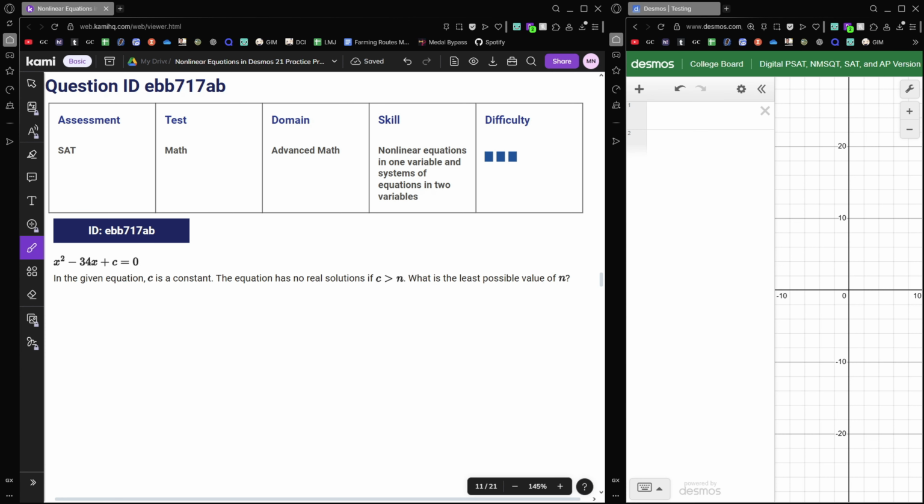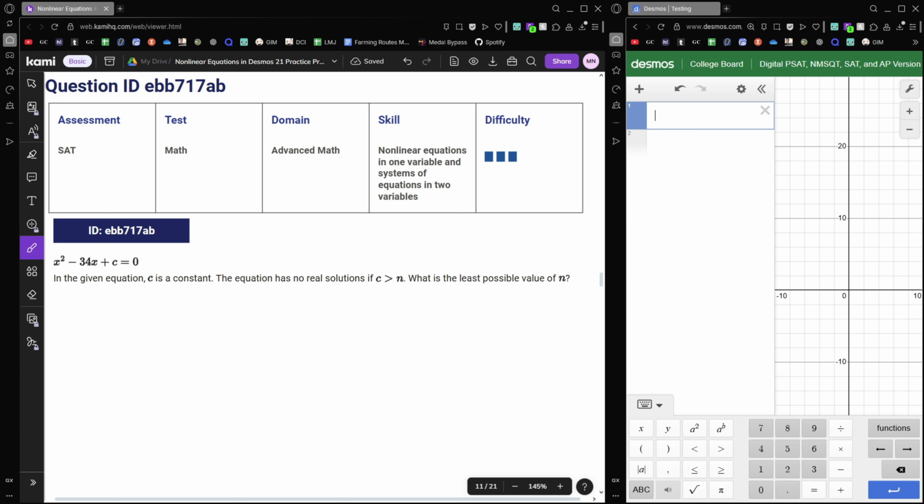Question number 11. In the given equation, c is a constant. The equation has no real solutions if c is greater than n. What is the least possible value of n? Alright, now I know the c is greater than n part could be a little bit confusing, so let's just ignore that and do as we normally would, which would be putting this into Desmos.